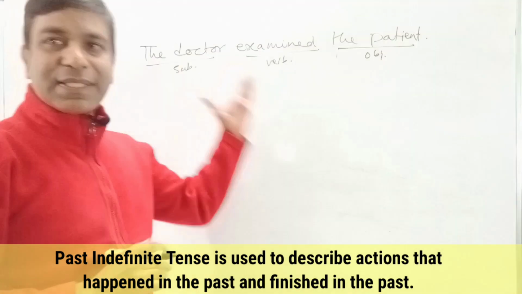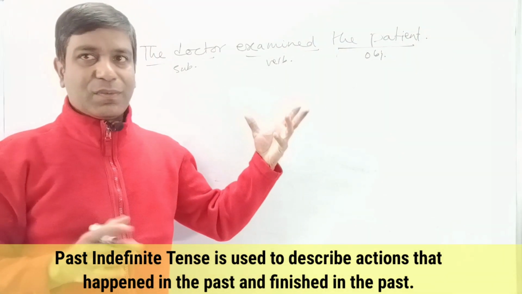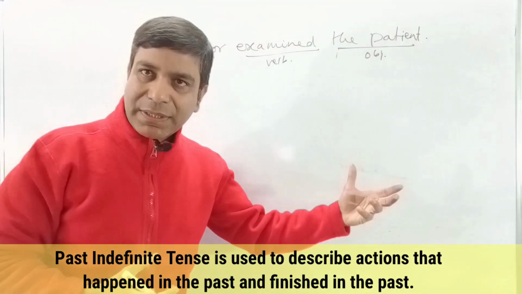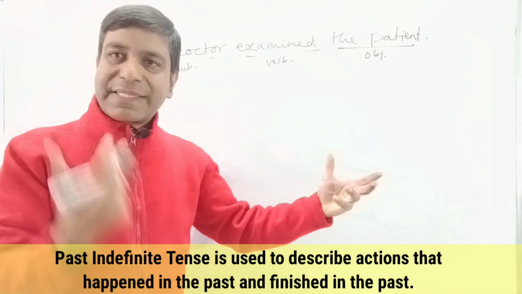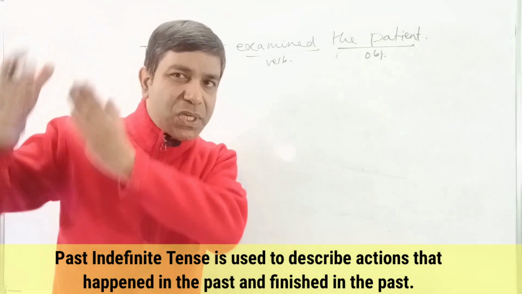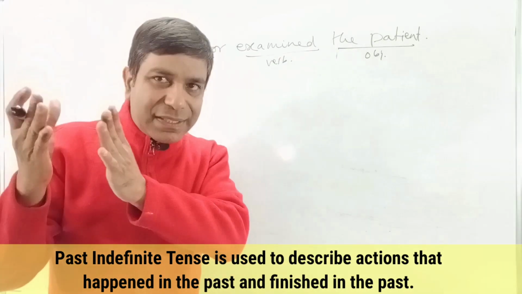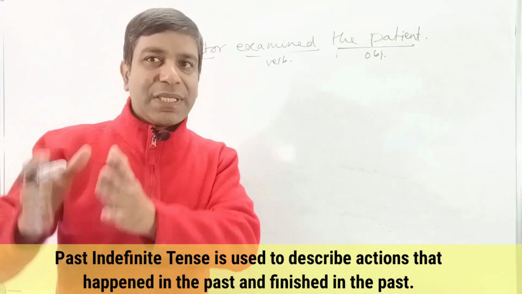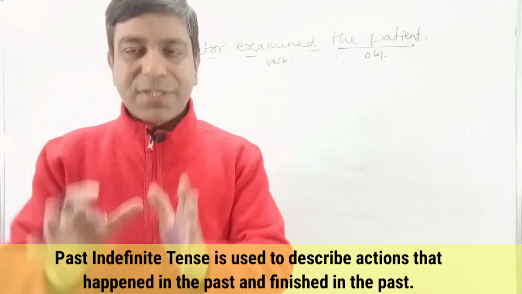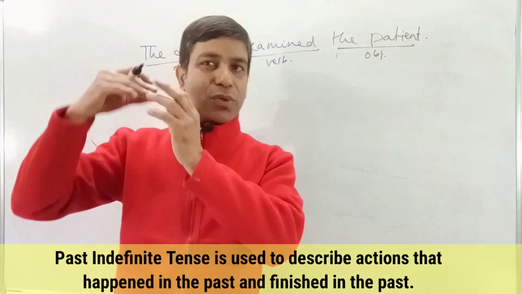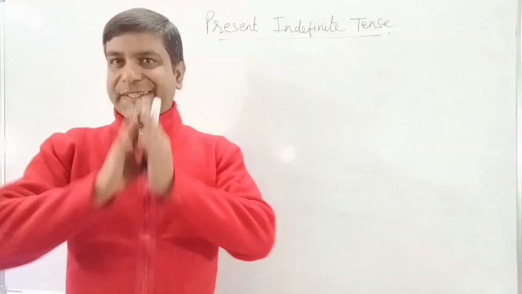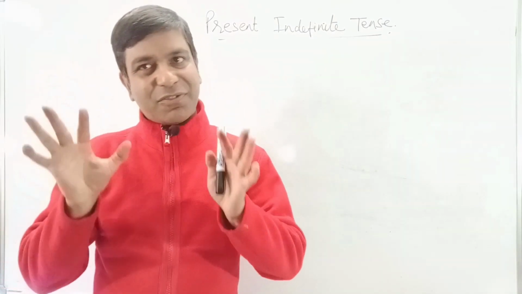If you look at this sentence, what does it tell us? It says that the doctor examined the patient. That means the task of examining the patient is already over. The doctor examined the patient in the past, and the task of examining the patient is already over. So we use past indefinite tense to talk about actions that took place in the past and finished in the past. That's all. Now let us talk about present indefinite tense.